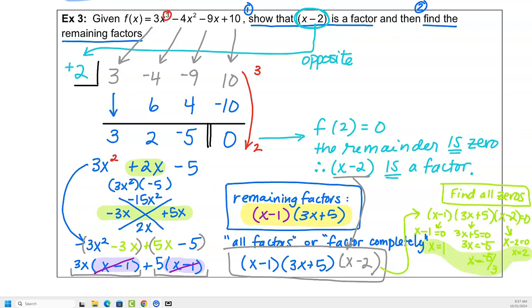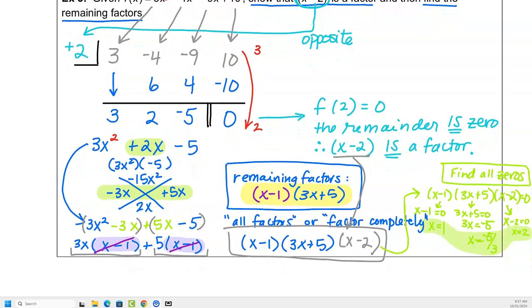So let's do one more example. Yes? Mm-hmm. Let's do one more example. Can I move this up? Are you still copying it?